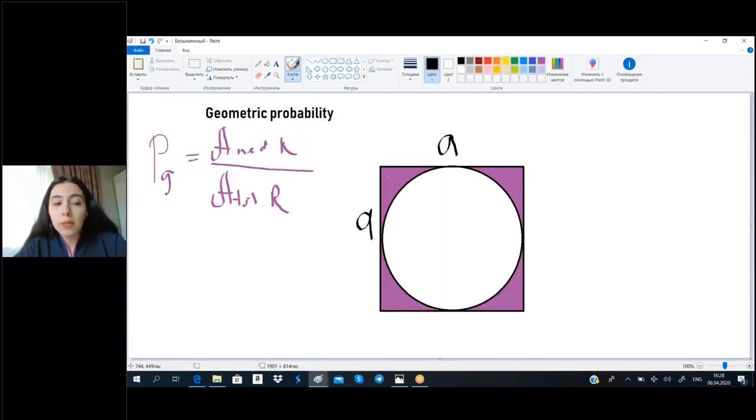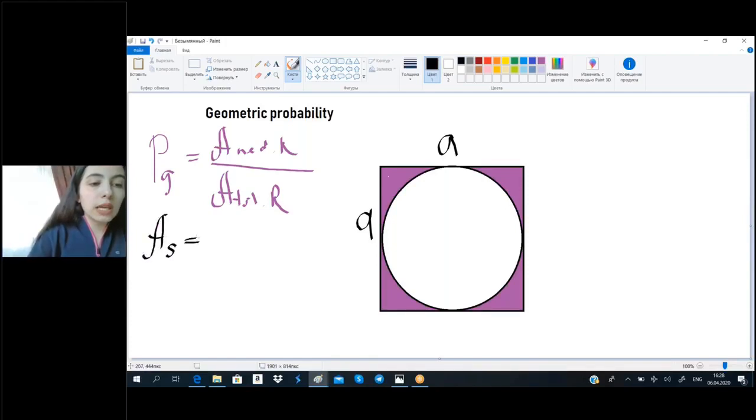Now, I said before, the probability of a geometric event is the area of the needed region over the area of the total region. By the way, here the area of the needed region is this, and this. How can we find it? By means of subtracting the area of the circle from the area of the square. First of all, let's find the area of the square. We know the area of the square is a multiplied by a, a squared. Now let's find the area of the circle.